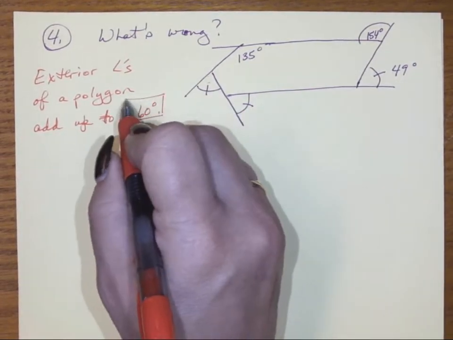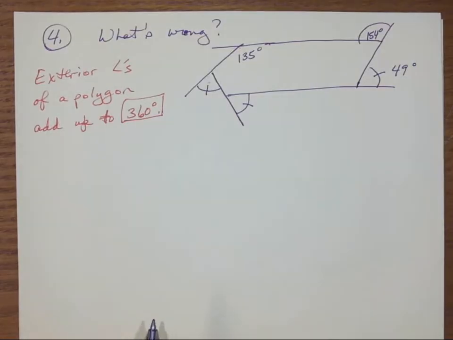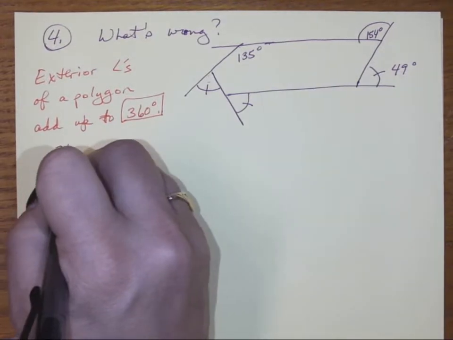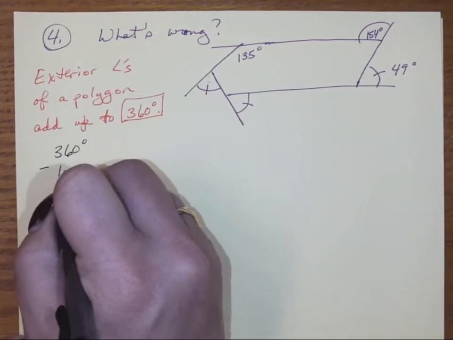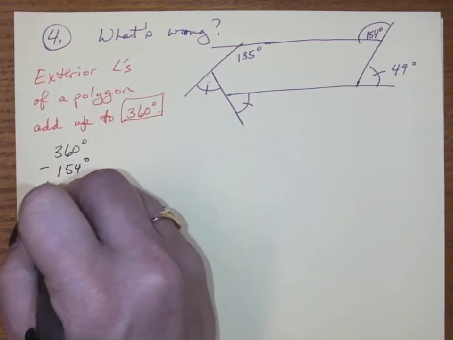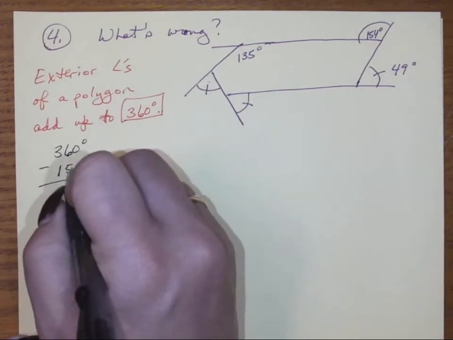So that's the conjecture or the property that we're going to be using, and that's the sum of the exterior angles is 360 degrees. We've talked about it. So I've got 360 degrees total. I've got 154 degrees that I'm going to take out, so check my arithmetic as I go.